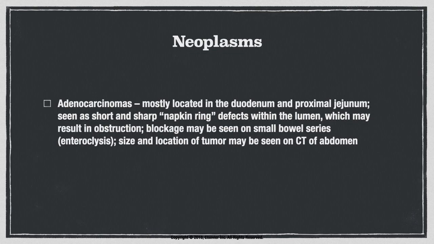Adenocarcinoma is mostly located in the duodenum or proximal jejunum, seen as short and sharp napkin ring defects within the lumen, which may result in obstruction. Blockage may be seen on small bowel series. Enterocolitis can also be used. Size and location of the tumor may be seen on a CT of the abdomen.